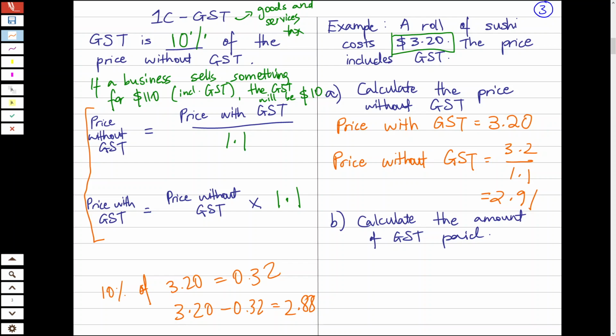Okay, let's do the second part now. If I tell you that the price of the sushi roll with GST is $3.2, the price without GST is 2.91. Now I'm interested in how much tax I have to pay to the government. So how do I figure that out? You just do that.